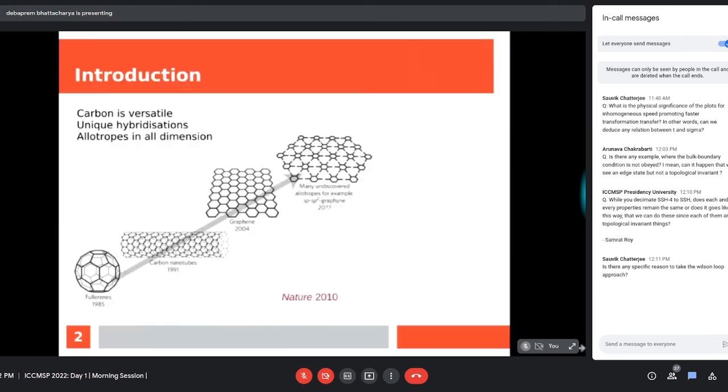So we all know about carbon, and carbon is a very versatile element, and carbon atoms combine with each other in many possible ways. This unique hybridization feature of carbon allows us to have many allotropes in all dimensions. Like in zero dimension we have fullerene, in one dimension, carbon nanotube, in two dimension, graphene, and in three dimension, diamond and graphite, etc. But today we are more interested in talking about two-dimensional things.